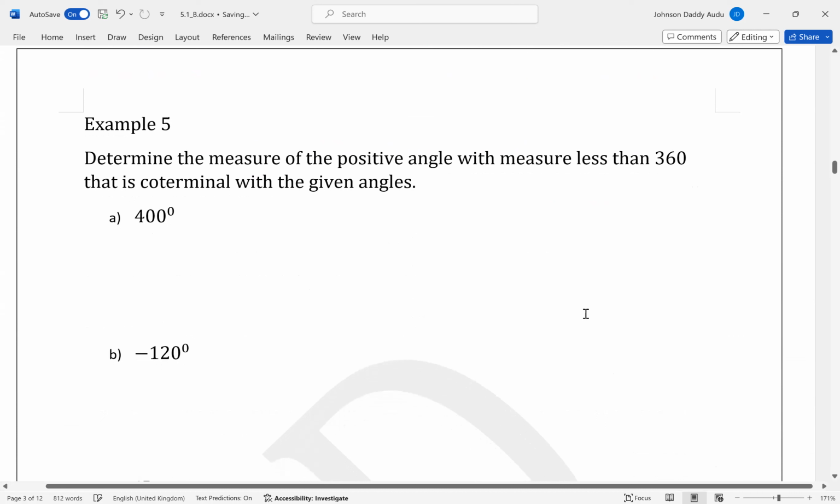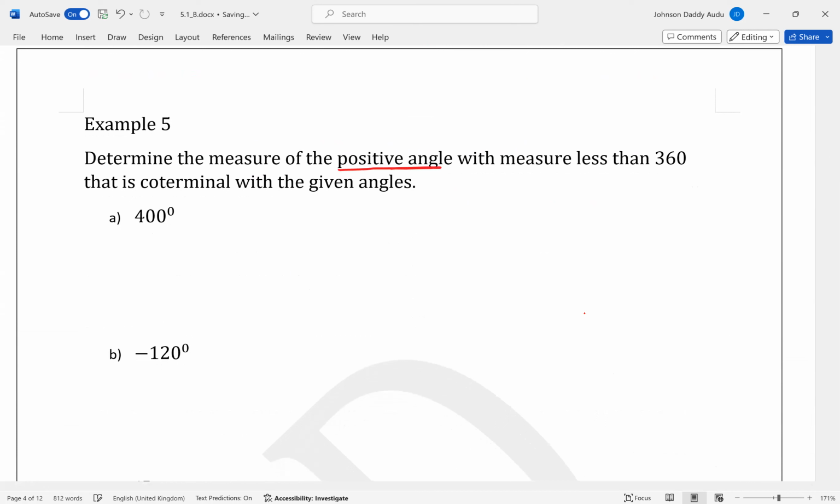But for this example 5, here you have some restriction. You are looking for what? Determine the measure of the positive angles. So you need your angles to be positive, and you want them to be less than 360. But they have to be coterminal to all of this, right? So let's start with A. So it means we are looking for the coterminal.